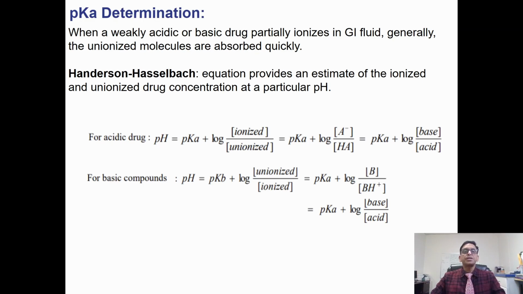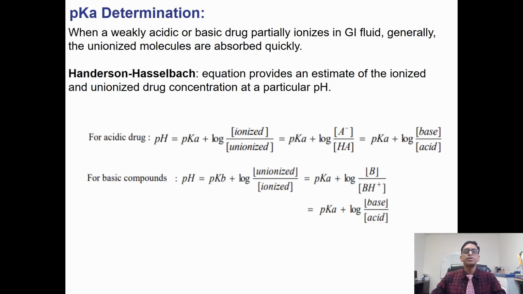So as I said, dissociation constant is going to play a very important role in solubility and also in bioavailability, and the drug molecule is going to be determined based on its solubility and dissociation constant. So the pKa, the dissociation constant, will be determined for a weakly acidic or basic drug, partially ionized in the GI fluid. Generally, it is noticed that unionized molecules will have a better absorption profile and better bioavailability.